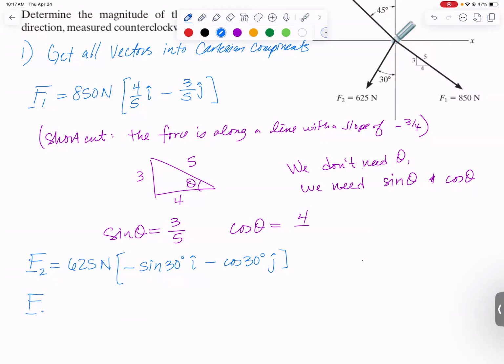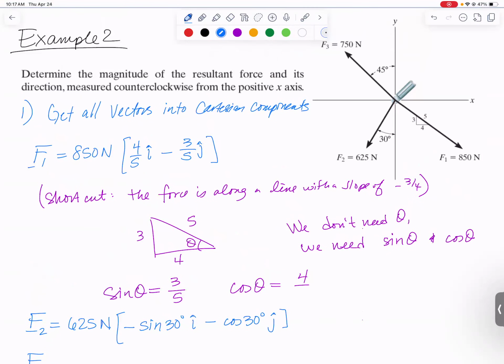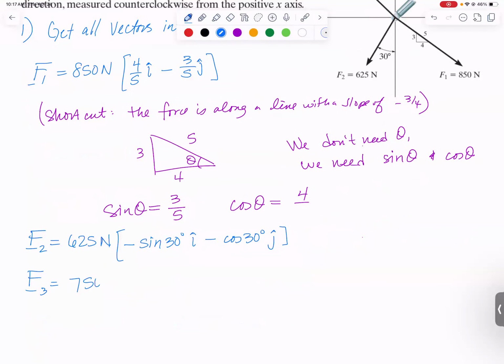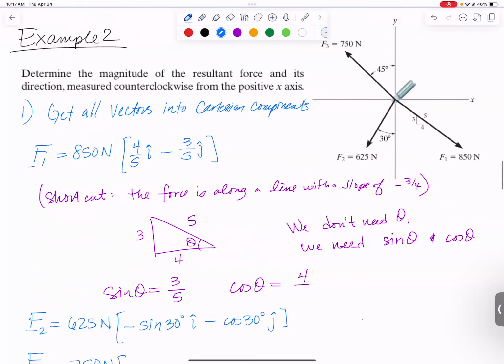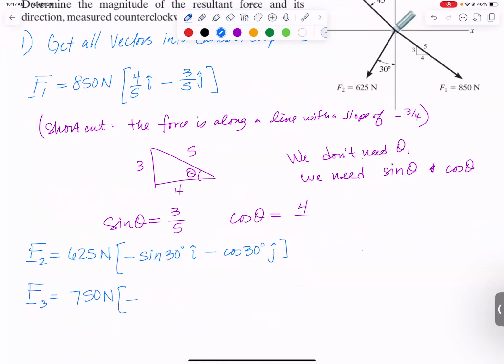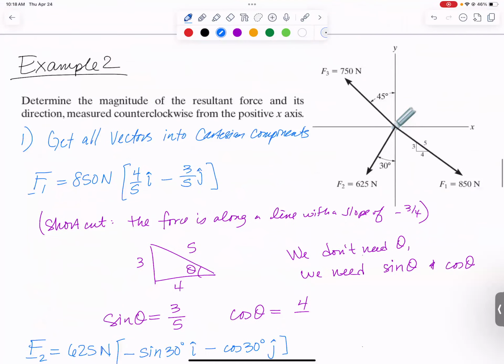Finally, let's do F3. It has a magnitude of 750 newtons. It's up and to the left with a 45-degree angle right here. I am going to make sure I use cosine and sine correctly for that 45 degrees, even though sine and cosine of 45 are the same. We end up with 750 newtons out in front. And then to get the x direction, the x side is opposite the 45-degree angle. That's that side of the triangle. So I'm going to use minus sine of 45 degrees in the I, and then it will be plus the other one, cosine of 45 degrees J. It's negative for the x because it's going left, and positive for y because we're going up.